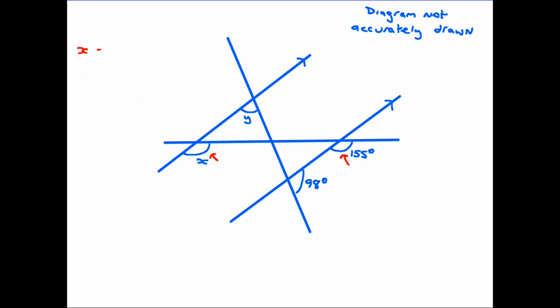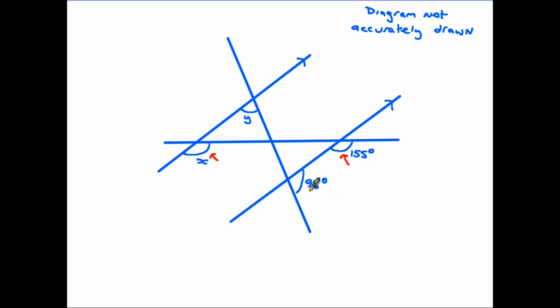Y is possibly not quite so straightforward. It doesn't have a direct relationship with anything else, but we need here to be looking at this junction and this junction. Now you can do this in a couple of different ways. We have the 98 here.